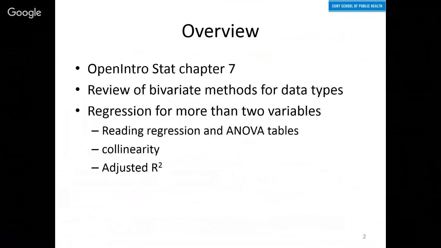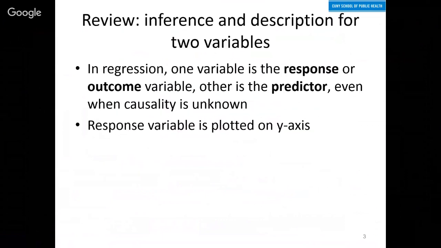I'm going to start with a review of some of the different bivariate methods that we've covered, and then go into regression for more than 2 variables, including reading the tables of output, collinearity, and this thing called adjusted R-squared.